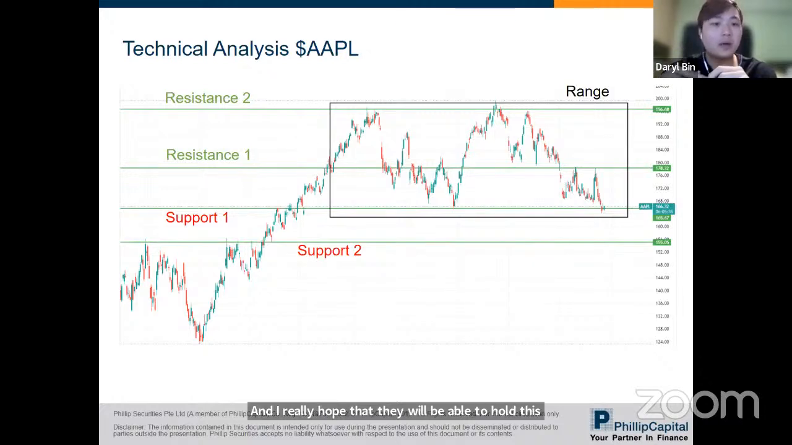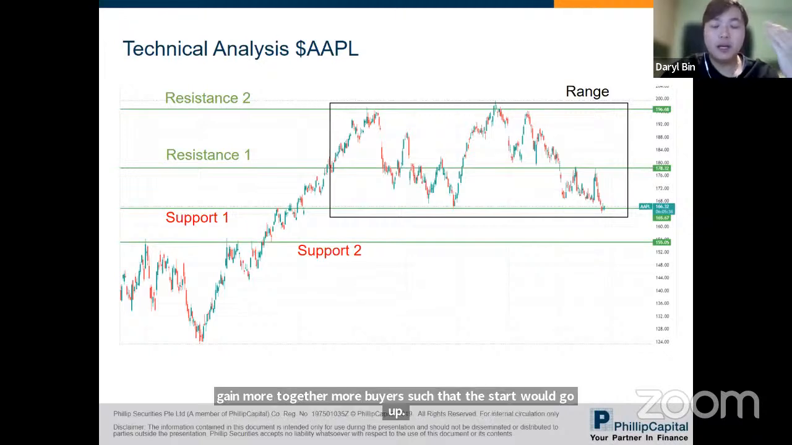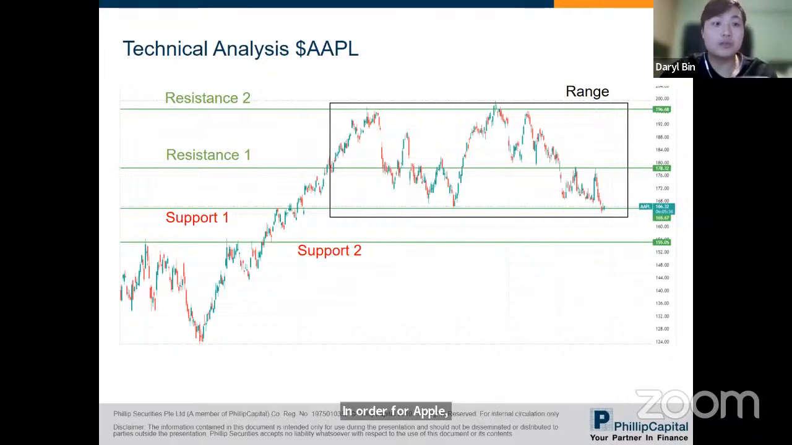Because if they are unable to hold support level 1, then likely they will go to support level 2, which is the 155 level, to gather more buyers such that the stock will go up. In order for Apple to touch the resistance 2, they must be able to break past the resistance 1 and hold, closing above it. Short term, I think that Apple is a little bearish because they have formed a lower low and a lower high.